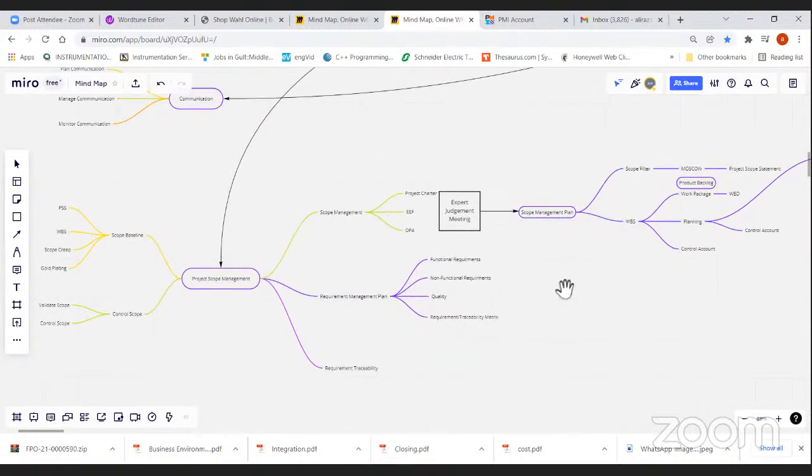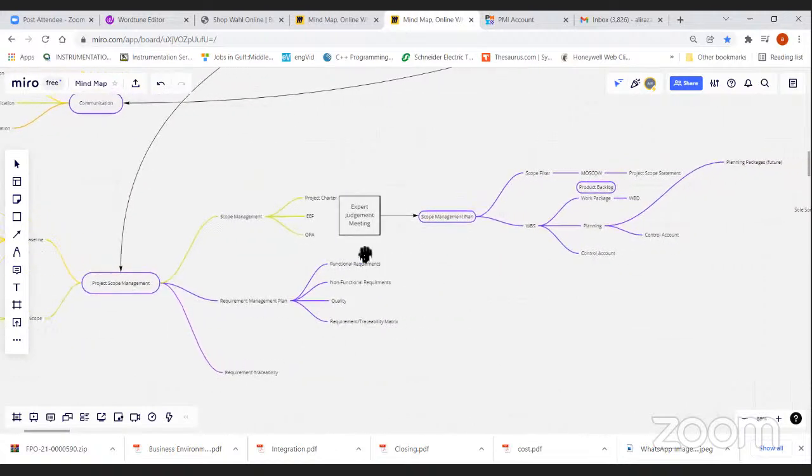Based on the predictive life cycle, we define the baseline, which includes the scope baseline, schedule baseline, and cost baseline. The first component in the predictive approach is the scope management plan. Under it, we make a scope management plan, a requirement management plan, we create the scope, we create a WBS, and we create a WBS dictionary.